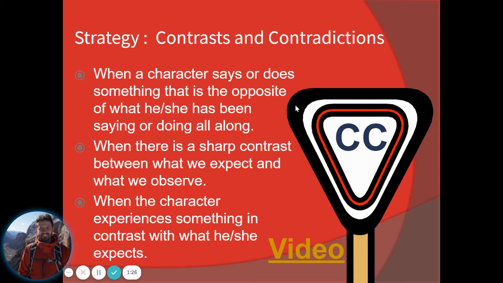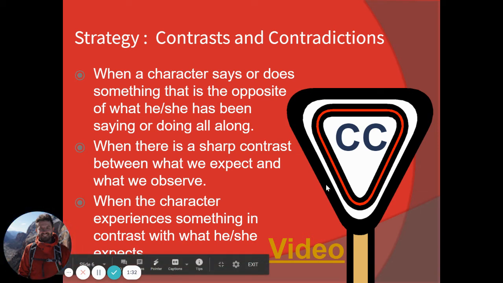Lastly, we're also going to try to apply this reading strategy when we see the character experience something that they don't expect. If something happens that really shocks them, that surprises them, that changes what they had in mind, that can be a good moment for contrasts and contradictions. Maybe it's disappointment, maybe it's pleasant surprise, maybe it's somebody acting in a way that's different than the way they'd stereotype them to be.